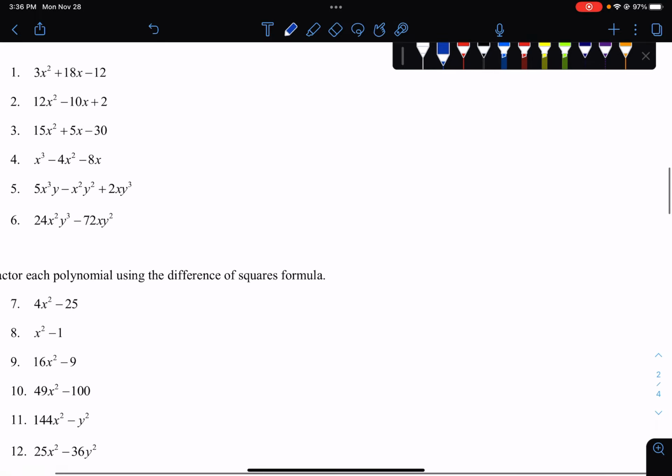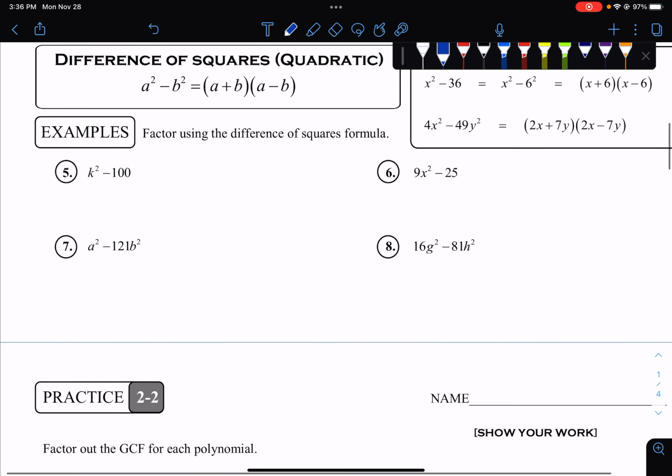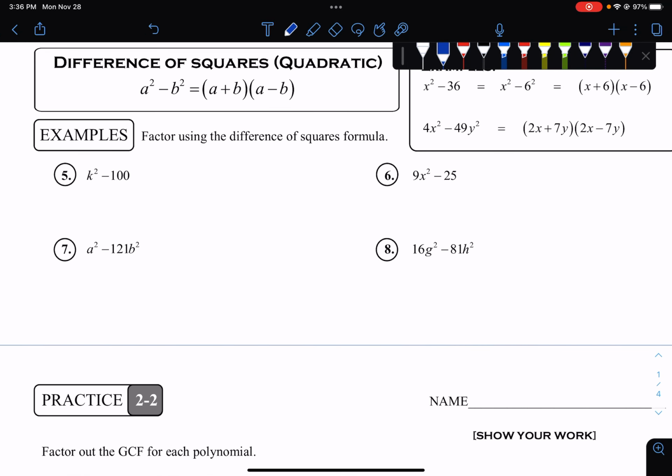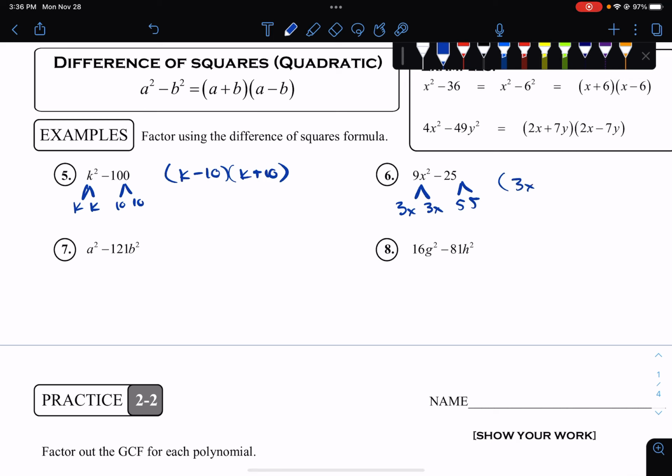Okay, so it's a really cool pattern. So when I look at these problems, k squared minus 100, well, k squared is just k times k. 100 is 10 times 10. So I can rewrite this as k minus 10 and k plus 10. Okay. Number 6, 9x squared. Well, that's just 3x times 3x. And 25 is just 5 times 5. So I can rewrite that 3x minus 5, 3x plus 5.